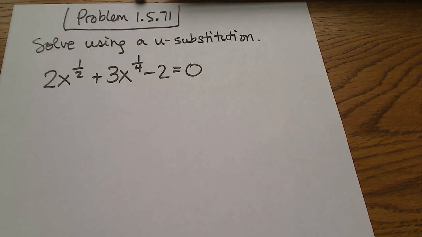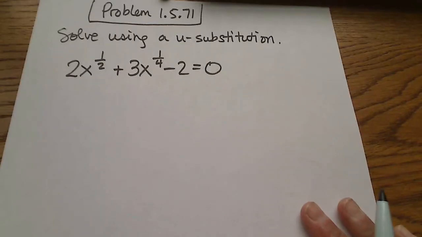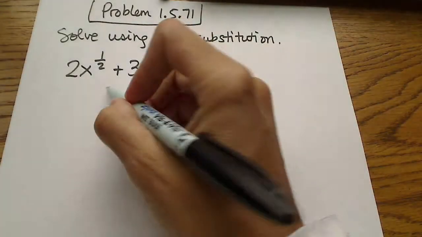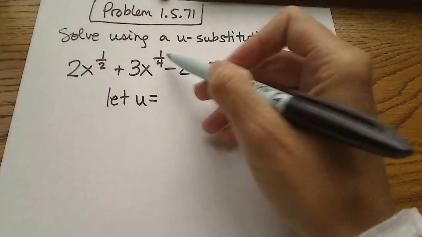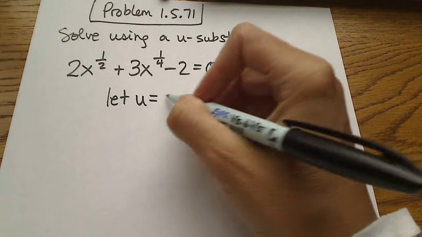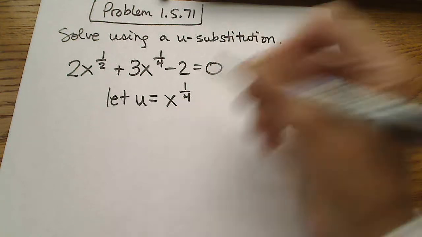Okay, so this is problem 1.5.71, and they ask us to solve this using a u-substitution. And so what we want to do is start by defining what our u is going to be. And we're always going to let u be this x to the 1/4 here that's in the middle.